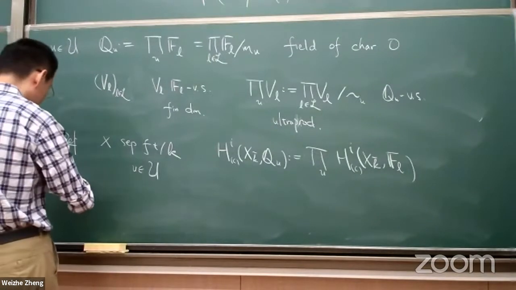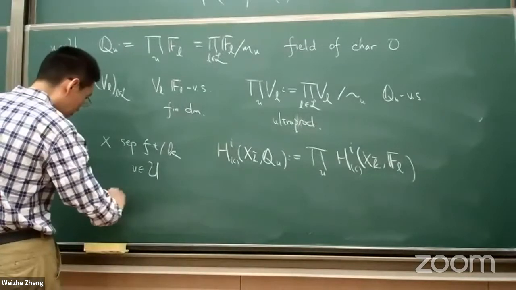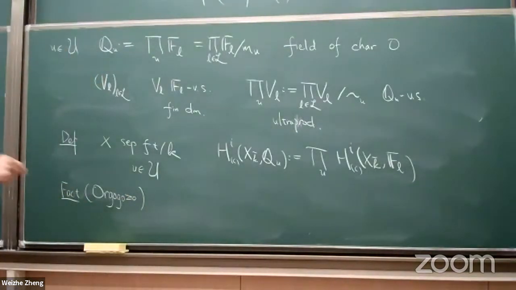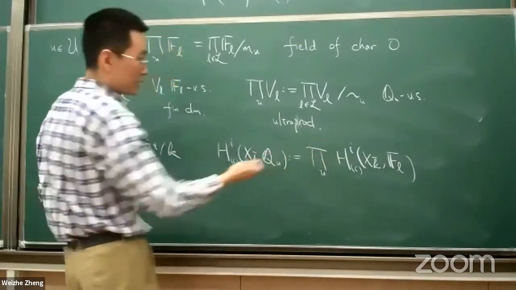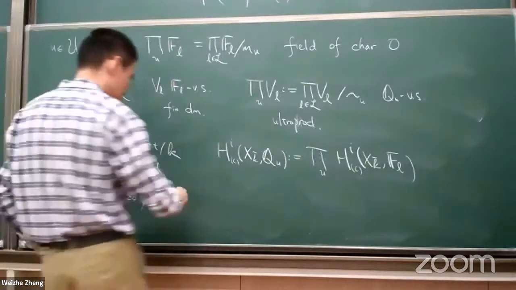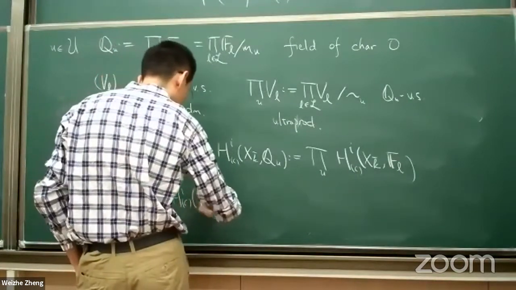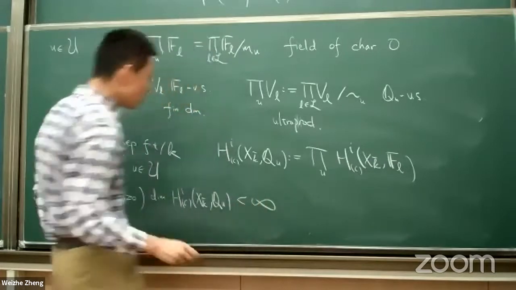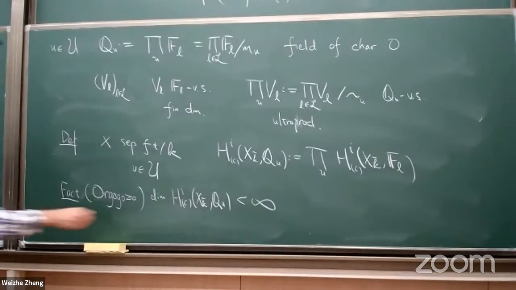And one can show, I think this is written in a paper by Ogogo, that the dimension of H^i(X_K̄, F_ℓ) is bounded. So actually the dimension of this is finite. The ultraproduct cohomology is well defined, it's a finite dimensional Q_U vector space.